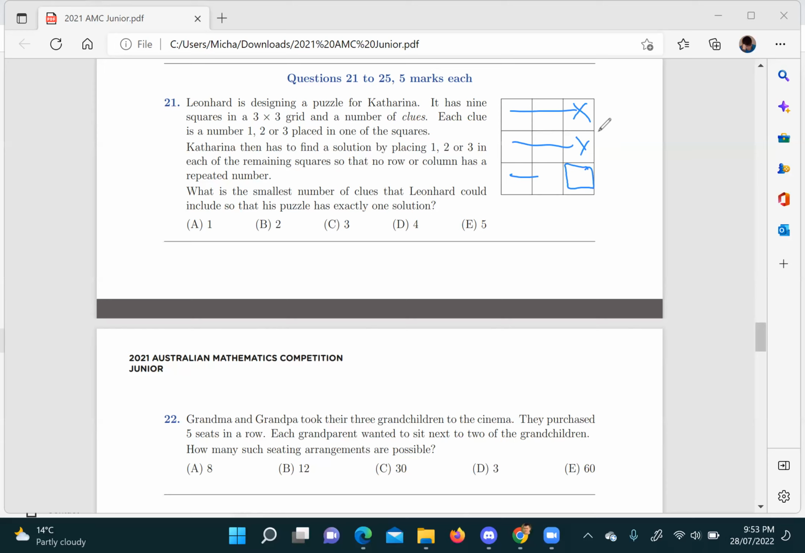Just do some random numbers here. Like if you do 1, 2, 3. If that's what Leonard does, then you're forced to put a 1 here, right? 2 here, 3 here, 3 here, 1 here, and 2 here. Okay.